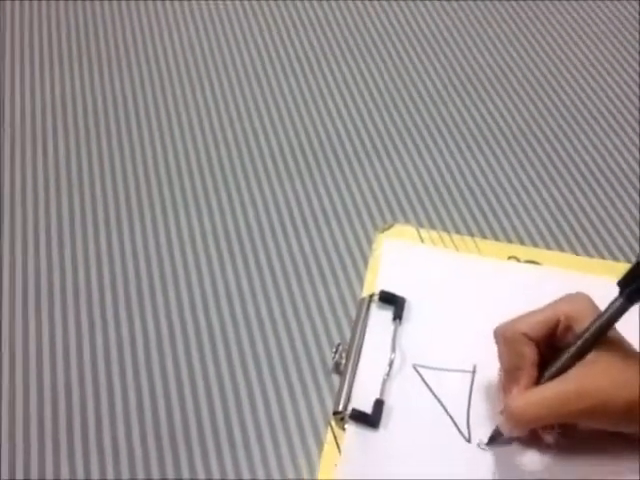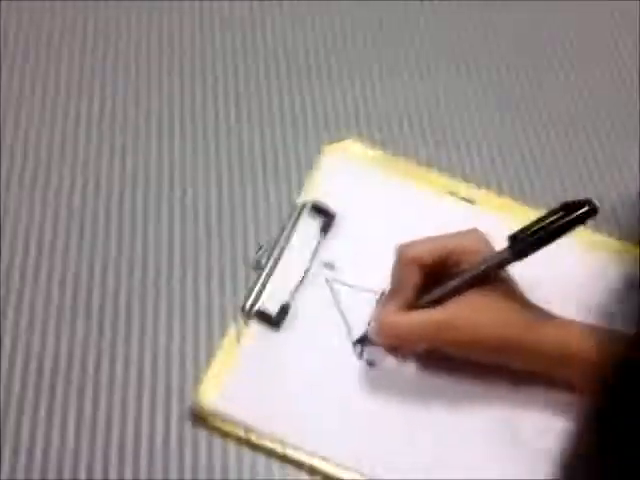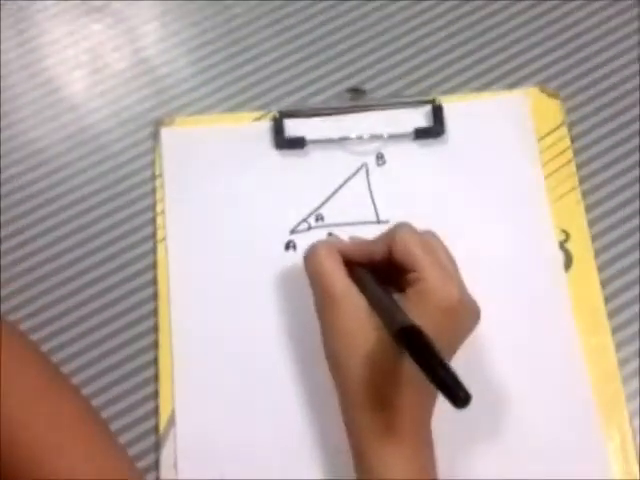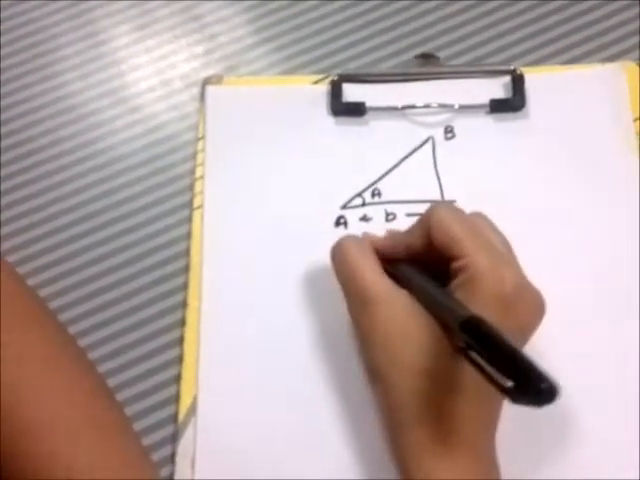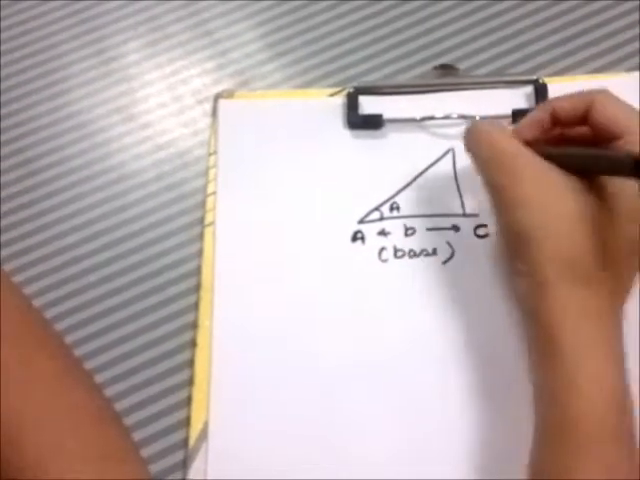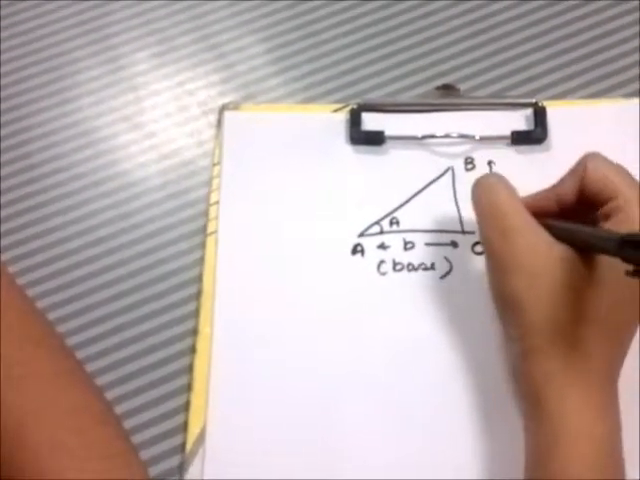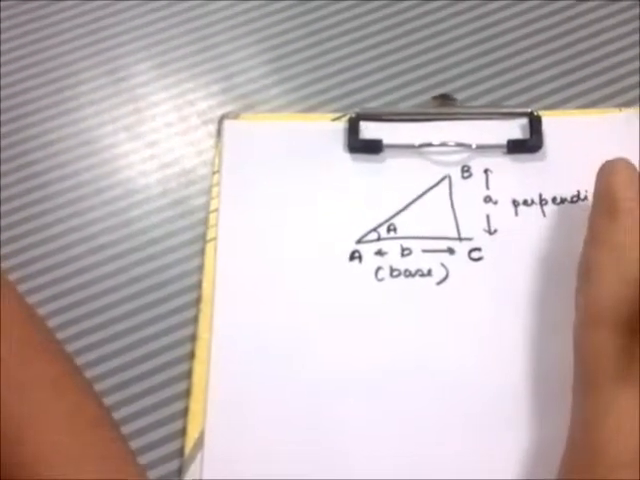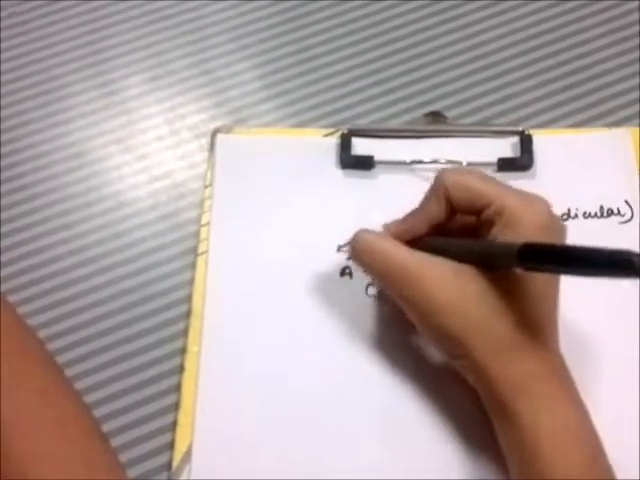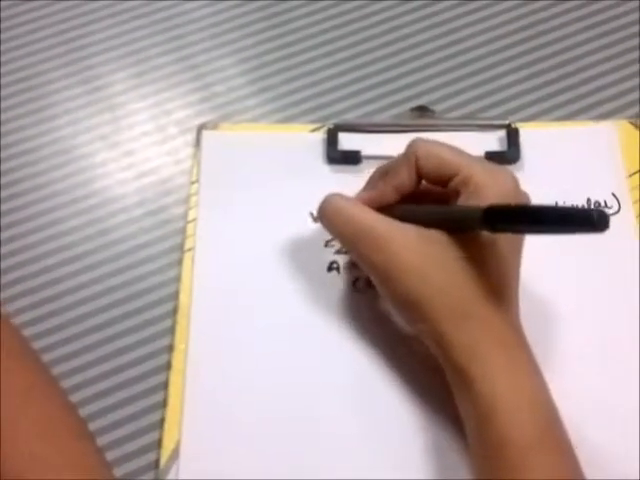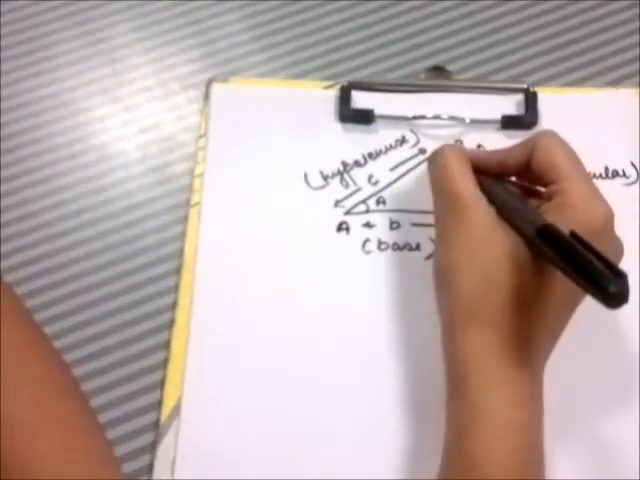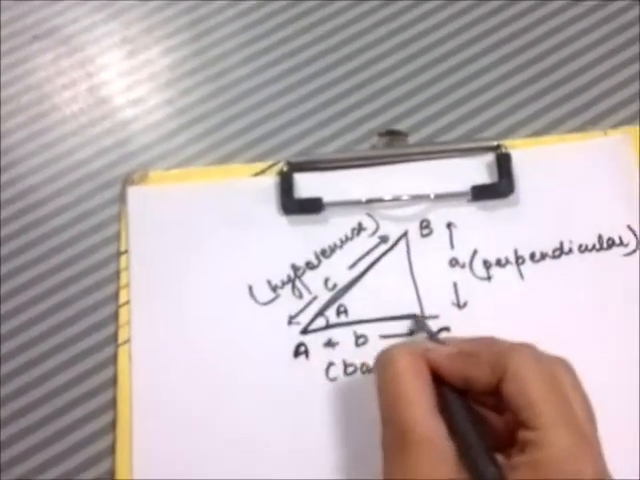Let's take a right angle triangle A, B, C, and this is angle A. The length of AC is B, which is known as the base of the triangle. The length of BC is A, which is known as the perpendicular. The length of AB is C, which is known as the hypotenuse. Now, from this figure, we'll derive all the trigonometric ratios.